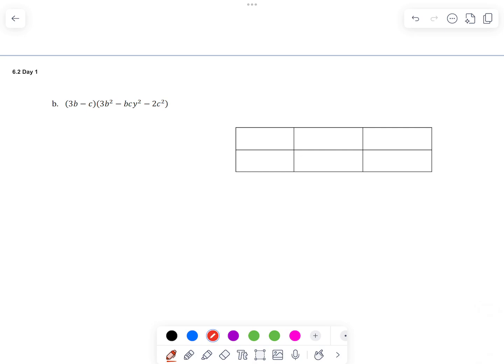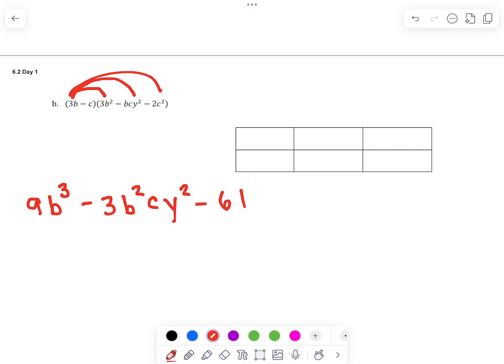Now again, you can do the boxes if you'd like. I'm going to go ahead and do this one using the distributive. So I'm going to take 3b times 3b squared. Those 3 times 3 is 9. B and b squared becomes b to the third. So you're adding those exponents. Distribute again. You're going to get negative 3b squared c y squared. Distribute. You get negative 6bc squared.